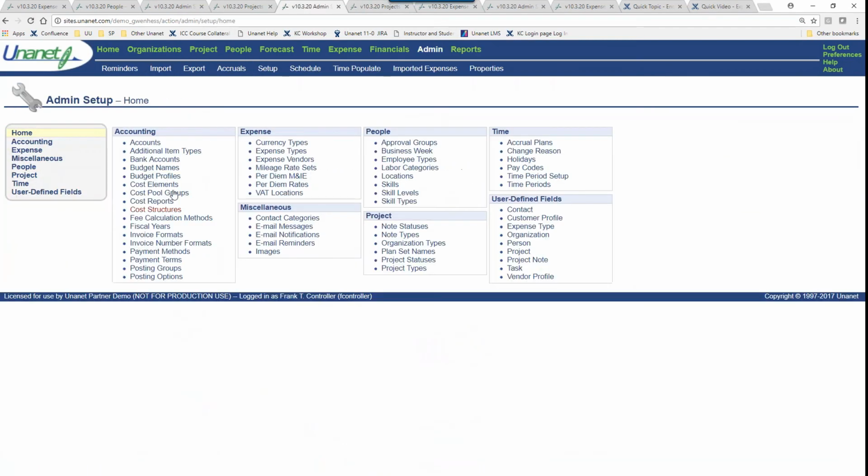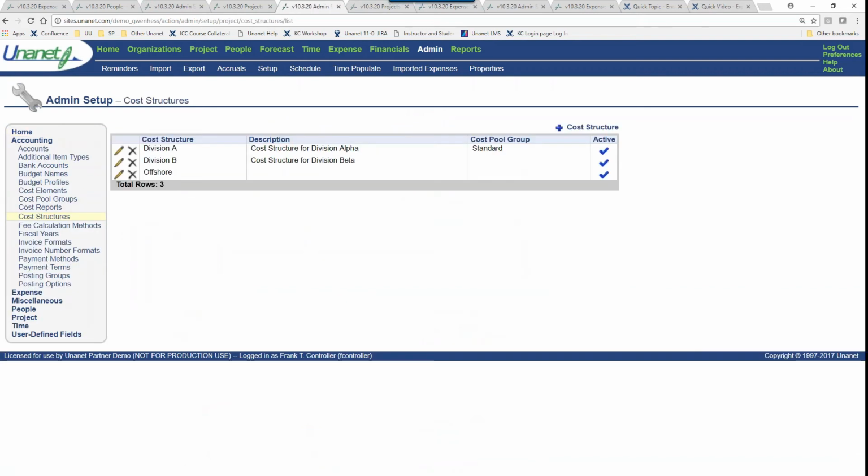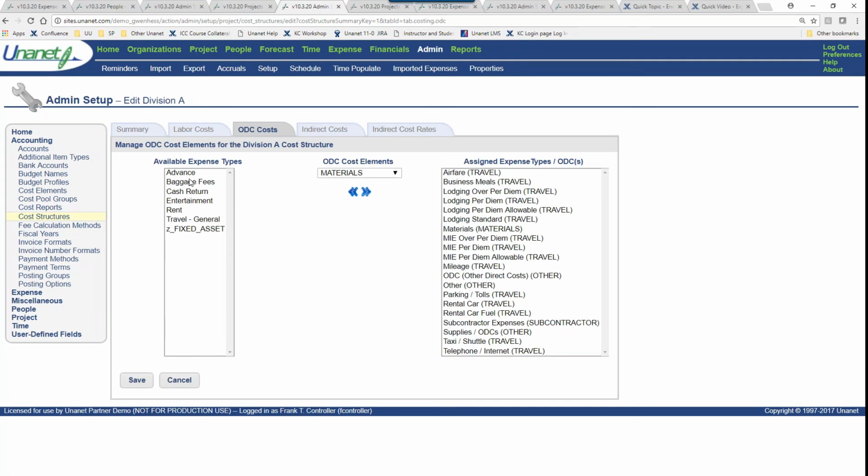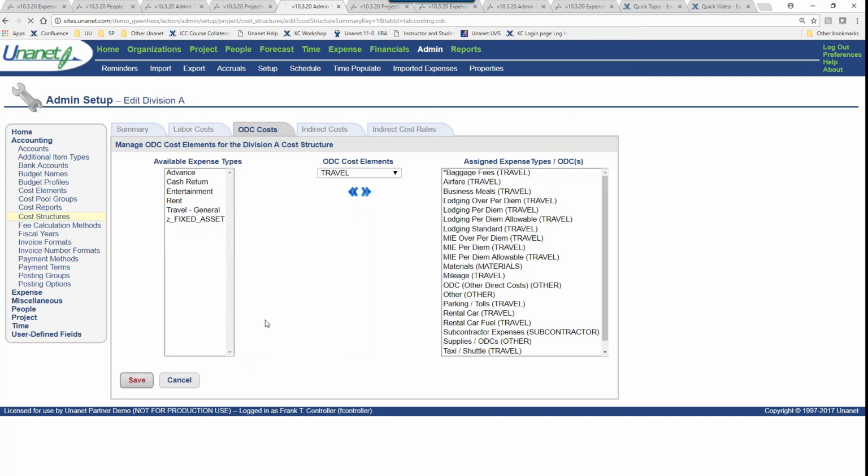I think perhaps the question was saying, if I am utilizing cost structures, so I'm doing project costing, and over here I have something that is not mapped, like baggage fees. I added baggage fees today before our session, just to show you that when we add them, they end up over here. They're not mapped. So when you add a new expense type, you have to come in here and say, okay, which of my ODC cost elements is that applicable to? It makes sense that this would be travel, and I would move it over and save it.